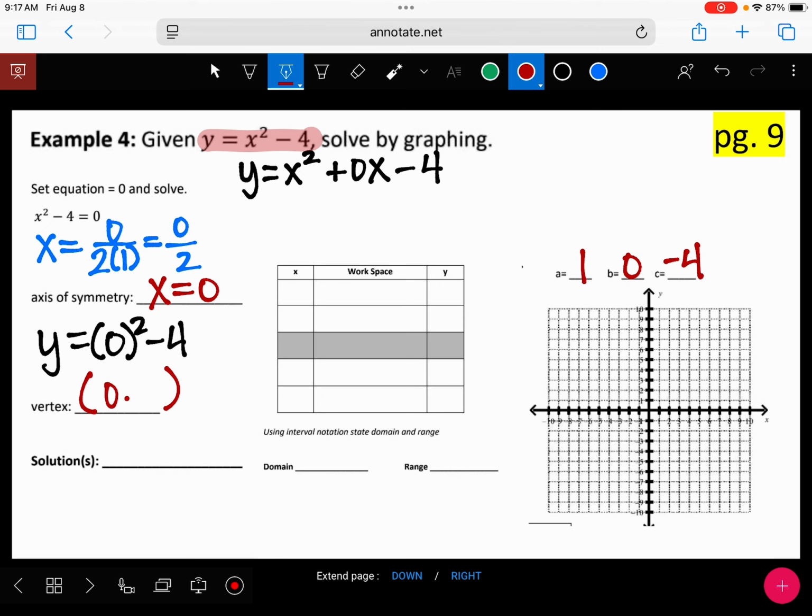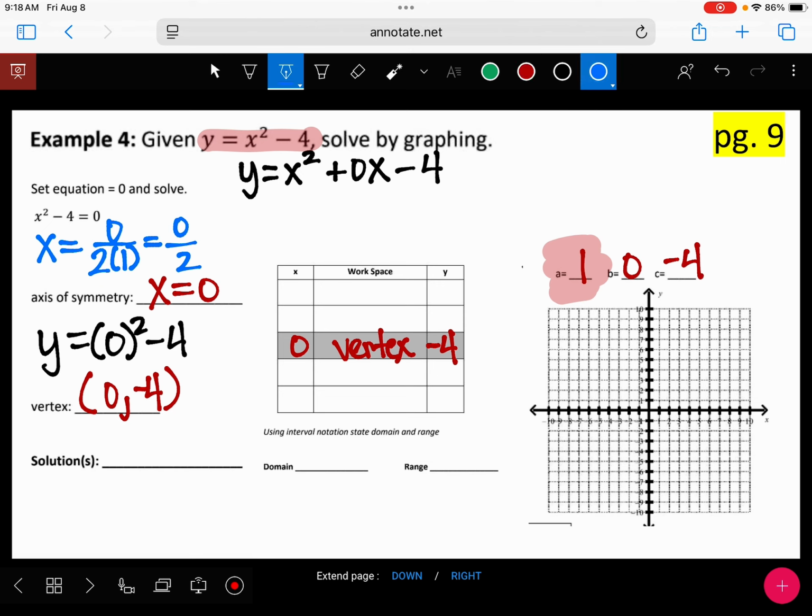All right, you should get -4. So let's put that in the middle. Is this graph a smile or a frown? Who thinks it's a smile? Who thinks it's a frown? Who doesn't know? Look at the A value. Remember, A is attitude. If that number is positive, the graph is a smile. If it's negative, it's a frown.